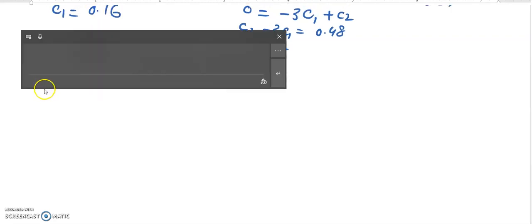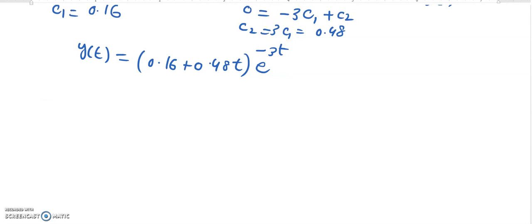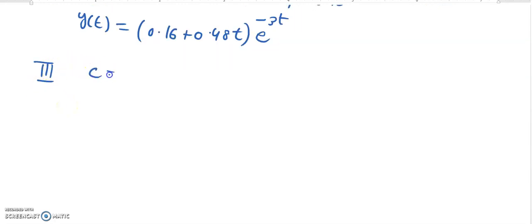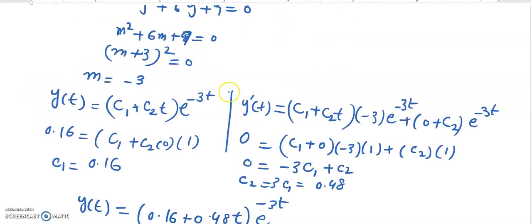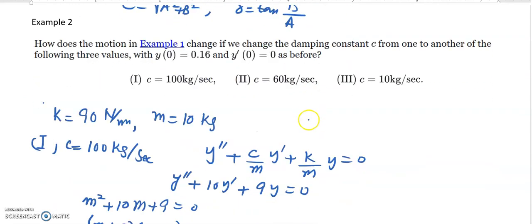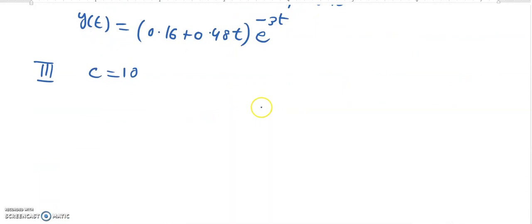Okay, so now the third case was c is equal to 10. Let me confirm. C is equal to 10 kilogram per second. Okay, so the differential equation will be y double prime plus 1 y prime plus 9 is equal to 0.